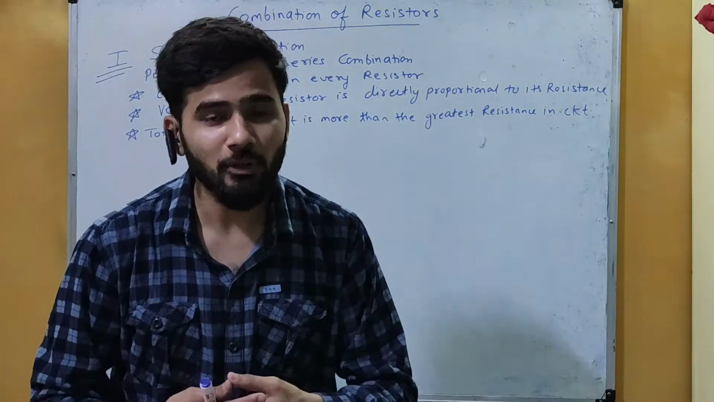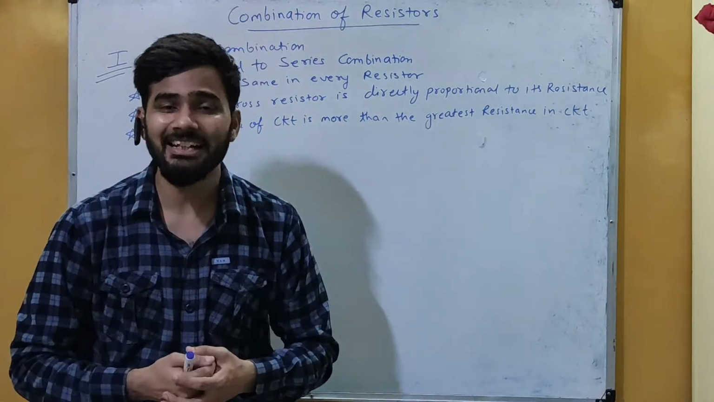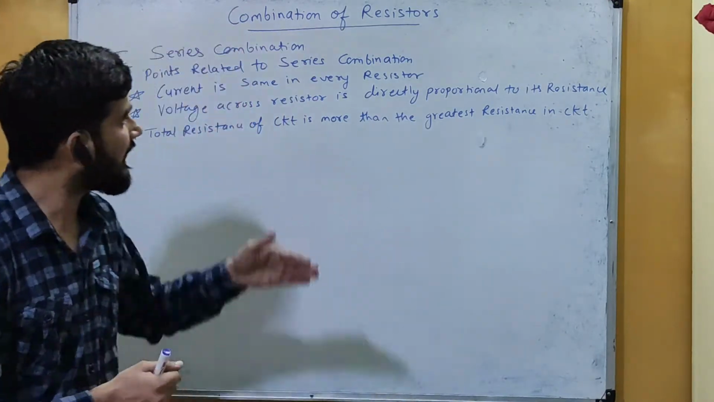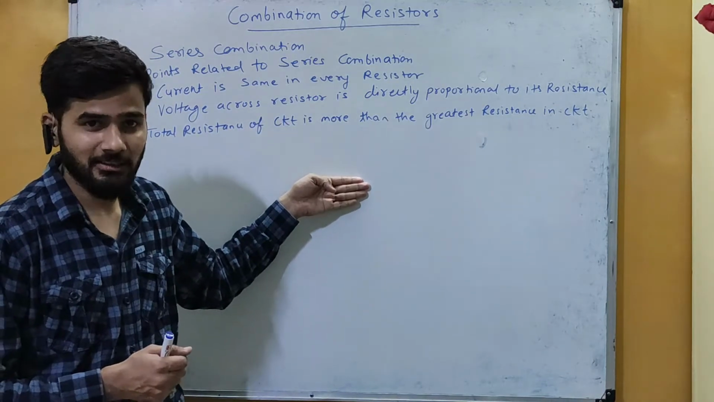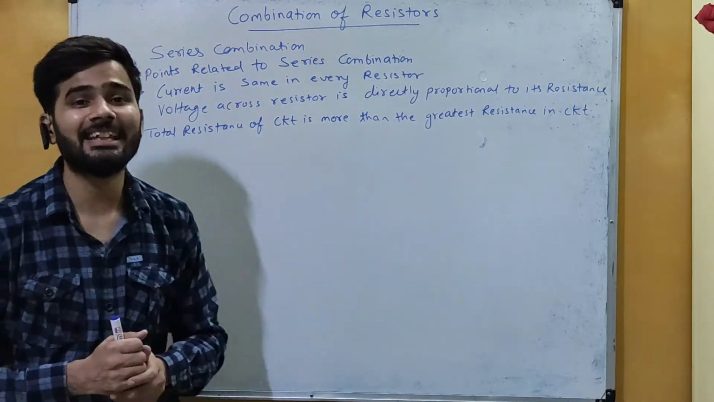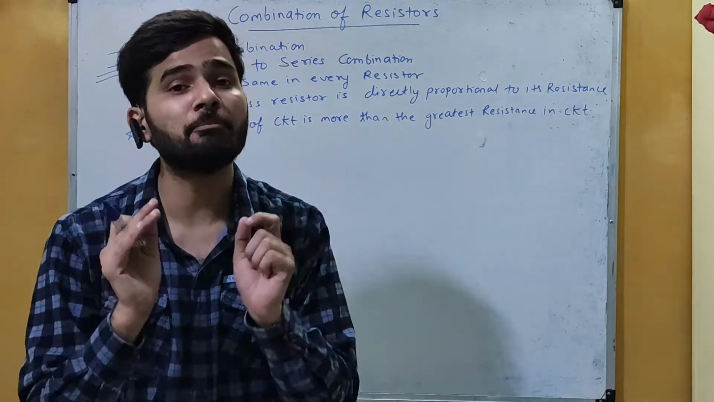I think you are aware of this combination, which you have already studied in class 10th. Here we have three important points related to the series combination of resistors. The first point is: current is the same in every resistor. This is a very important point.